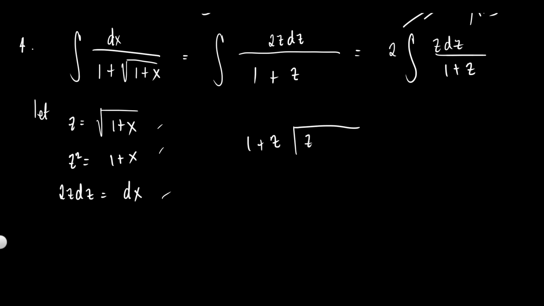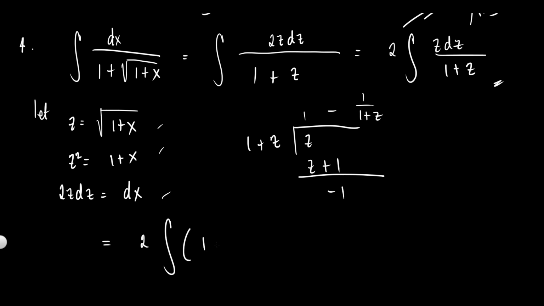So, we have z divided by z is 1. 1 times 1 or 1 times z is z. 1 times 1 is 1. Subtract. Minus 1. So, we have minus 1 over 1 plus z. So, from here, equal to 2 times the integral of 1 minus 1 over 1 plus z times dz.